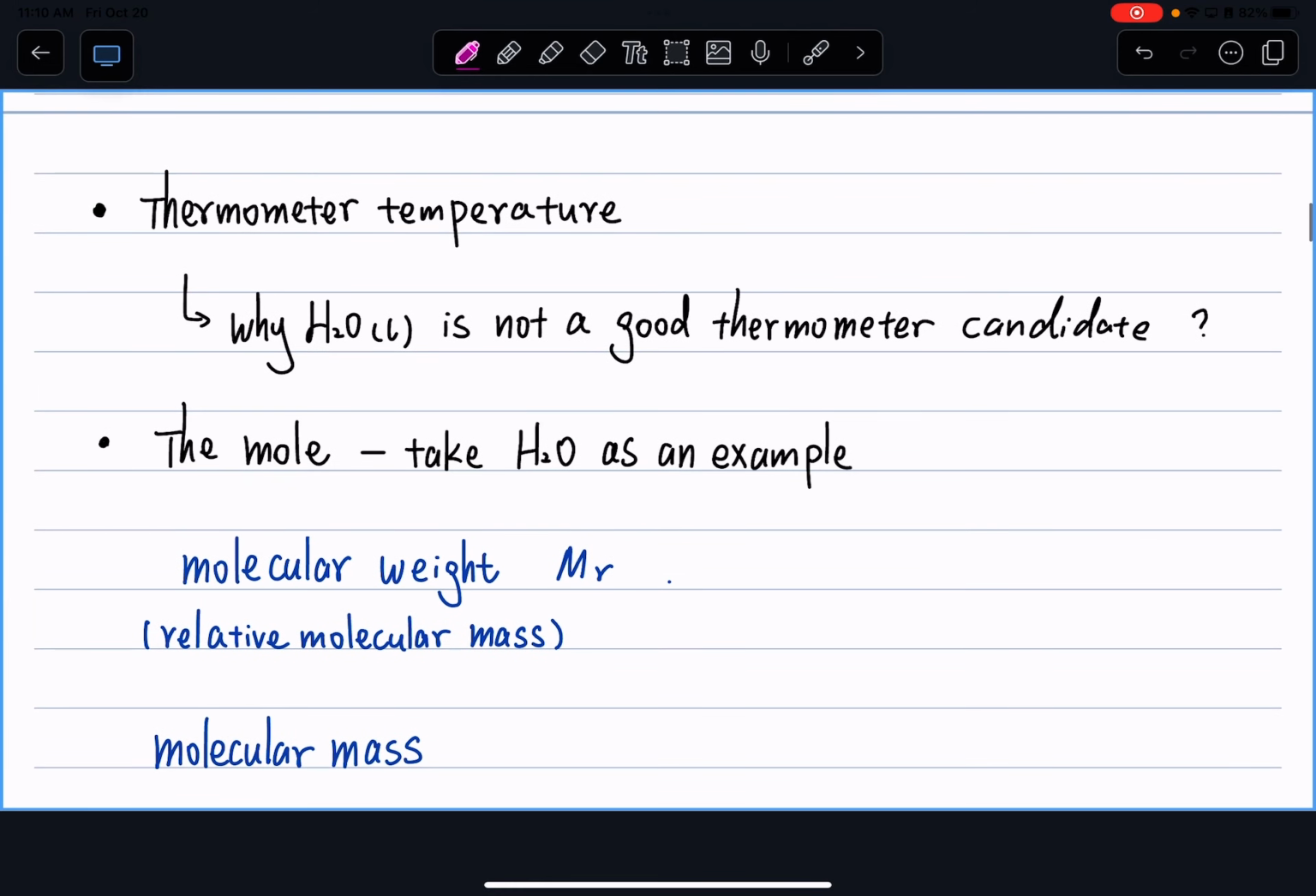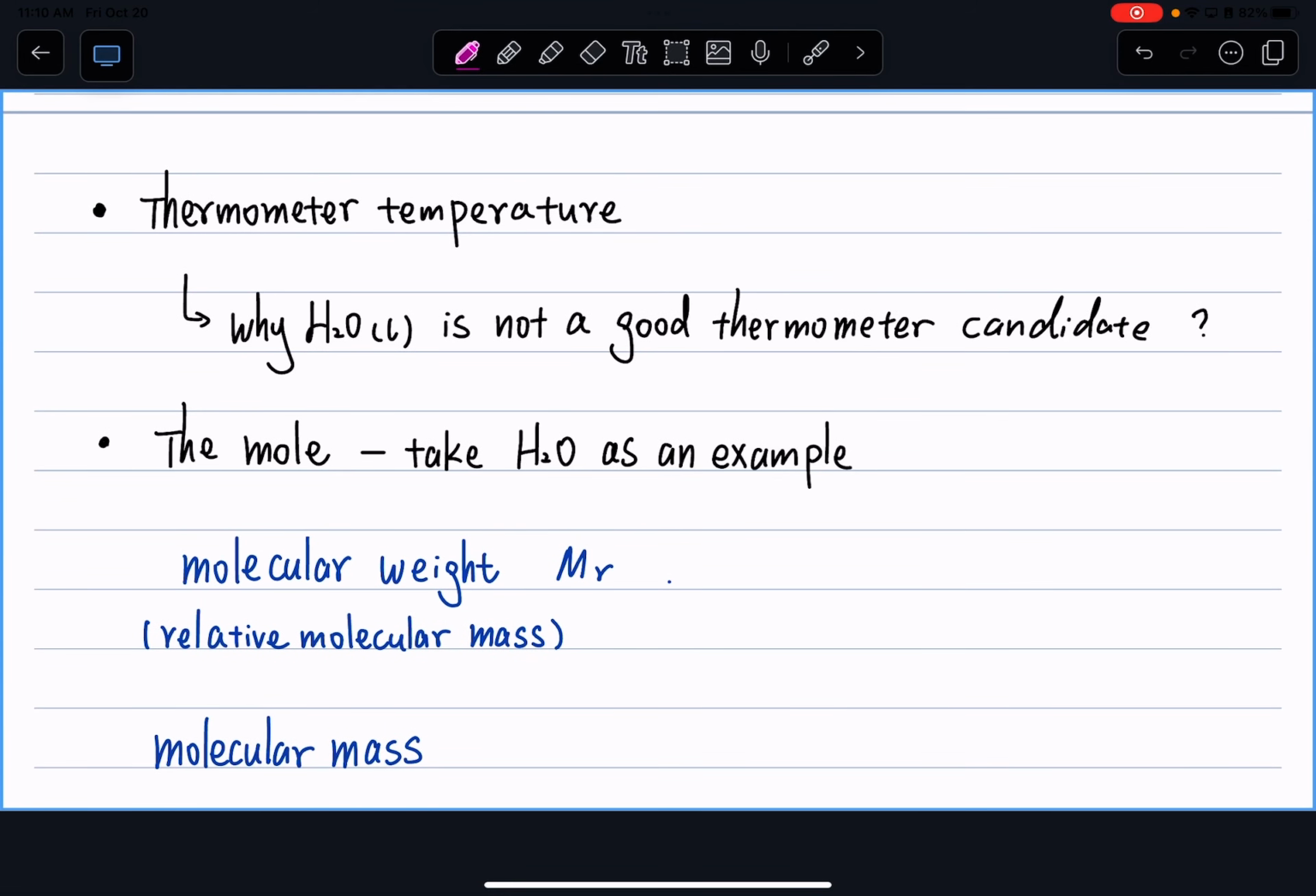Next topic, we went over the thermometer temperature, so basically how the thermometer temperature is being defined. The actual definition of temperature will change along our way of this course. So far we went over the thermometer temperature, where you're talking about how your mercury expands in that thermometer.